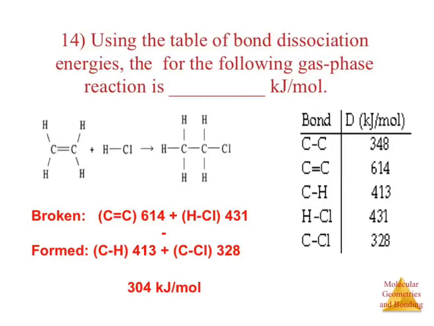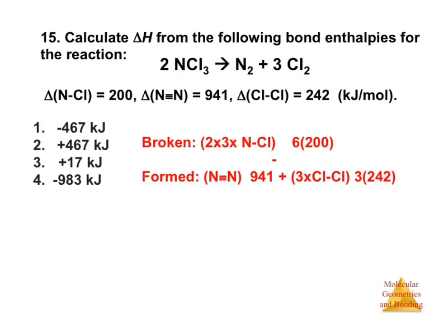So that number is wrong because I didn't take into account the carbon-carbon single bond. Calculate your delta H for the last one. You broke 6 nitrogen-chlorine bonds, which gets you 6 times 200. Subtract the energy of the bonds formed. You formed 1 nitrogen-nitrogen triple bond at 941, and 3 chlorine-chlorine bonds at 242. Put it all together and you should get the answer, and there it is. Questions?